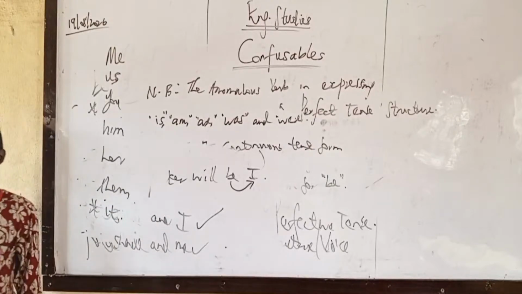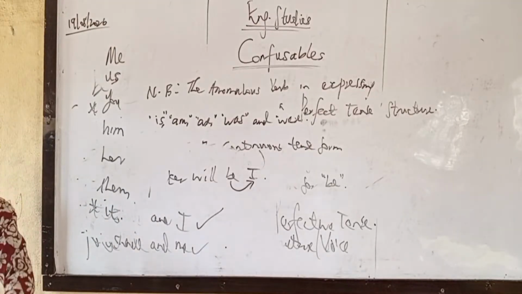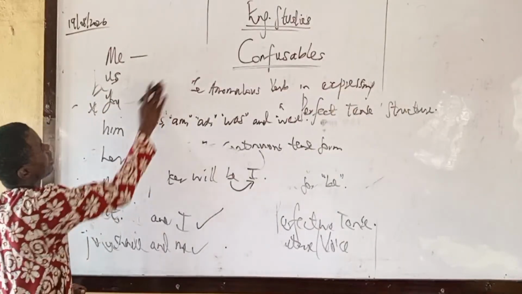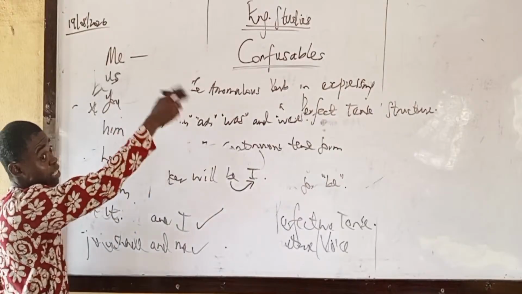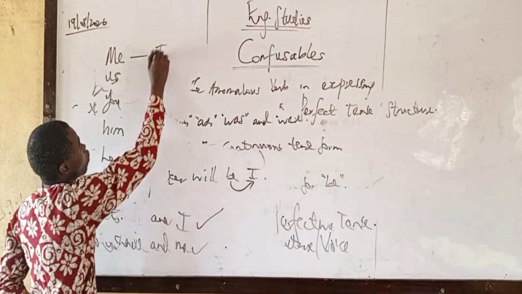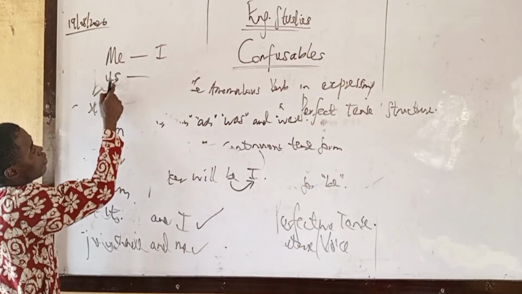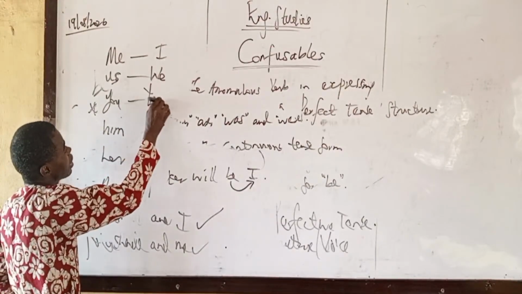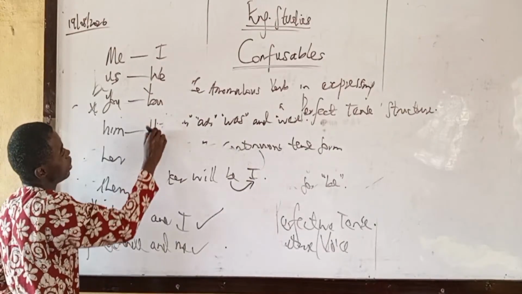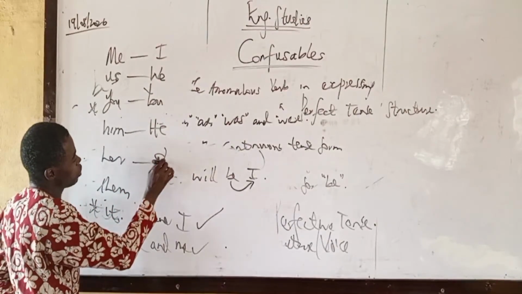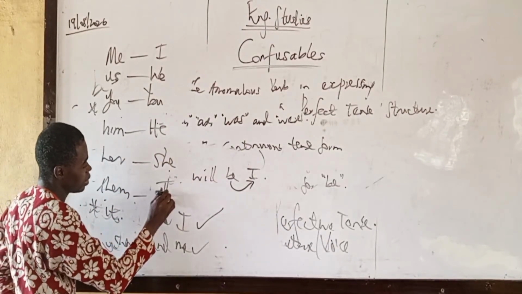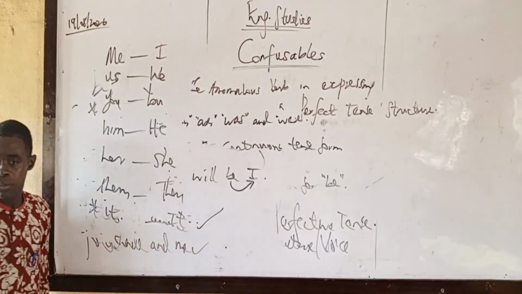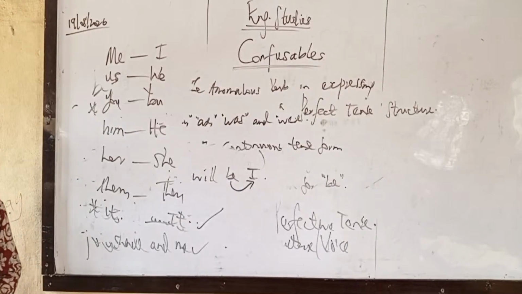I want to explain to you. I wrote them first to show something. What's the subjective form of me? I. Very good. Subjective form of us? We. Very good. How about you? You. How about him? He. How about her? She. Very good. How about them? They. And how about it? It.